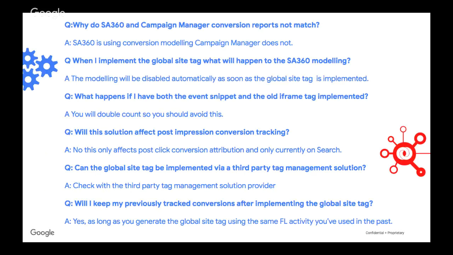What happens if I have both the event snippet and the old iframe tag implemented? Remember, the event snippet is just a reformatted version of the iframe tag. So you'll be at risk. You're essentially putting the same tag on the website twice. So you will be double counting. So you should avoid this. And will this solution affect post-impression conversion tracking? No. So this is only post-click conversion attribution and only currently on search. In the future, it will be for display as well, but only post-click, not post-impression.